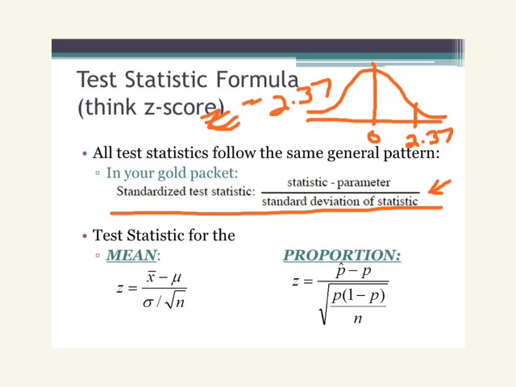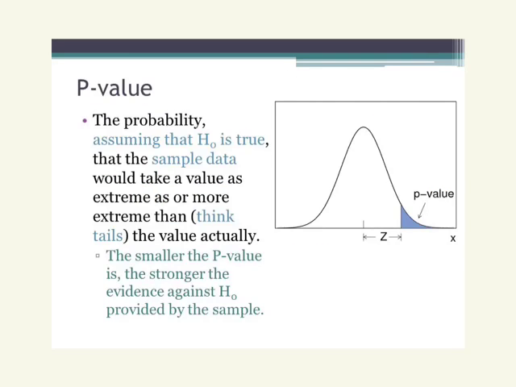So what in the heck do we do with a test statistic then? Well, the test statistic is simply a position on the normal distribution. And what we ultimately use that position to do is find a p-value. So let's take a look at the p-value. The p-value is the probability, assuming that our null hypothesis is true, that our sample data would take on a value as extreme or more extreme than the value we actually found. Let's use this picture to illustrate this concept.